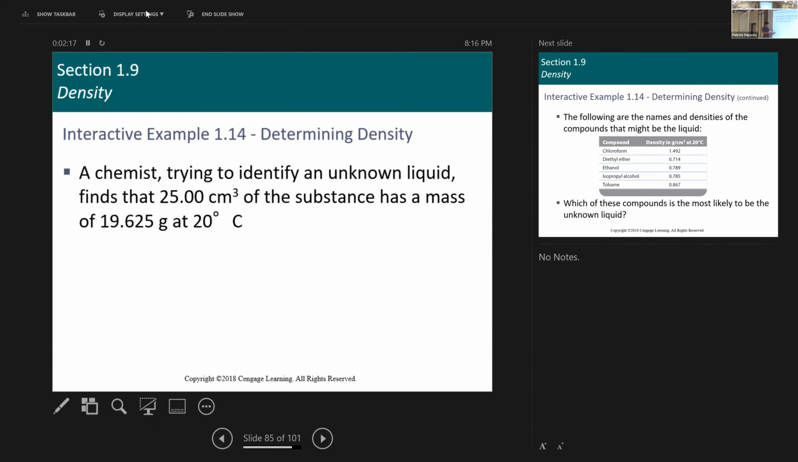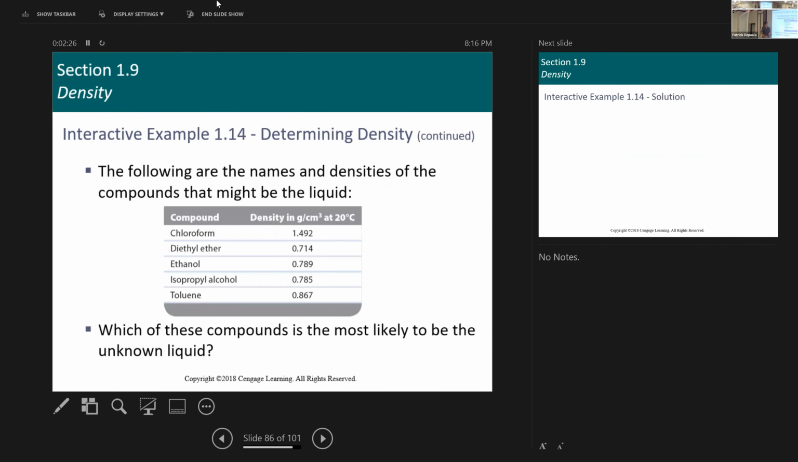So we're going to do 19.625 divided by 25, 0.785. So we're going to look at our chart of our compounds and their density. So density is a trait that is compound specific, meaning each compound has its own density. Not saying that every compound has a different density, but a density is a characteristic feature of a compound.